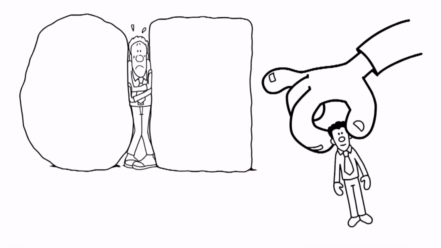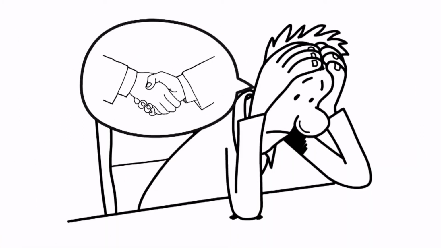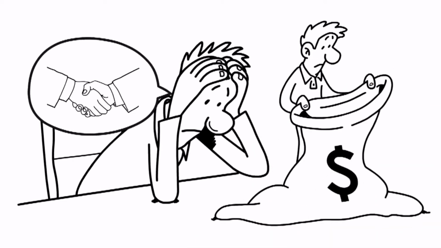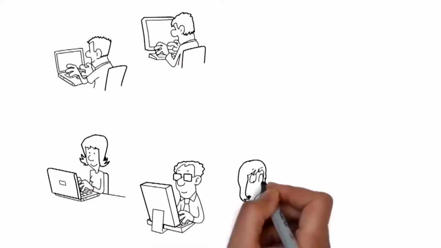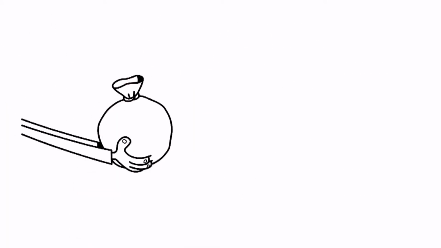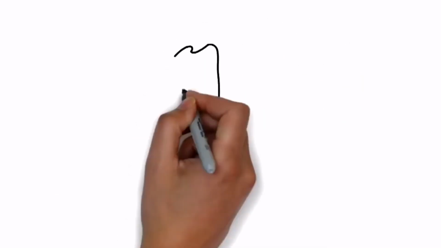And then there's the lack of freedom, where your movements are controlled by your company. What happens if you lose your job? When that happens, you lose your source of income. In a normal job, you are essentially trading time for money. You get paid only when you work. The minute you stop work, your income stops.